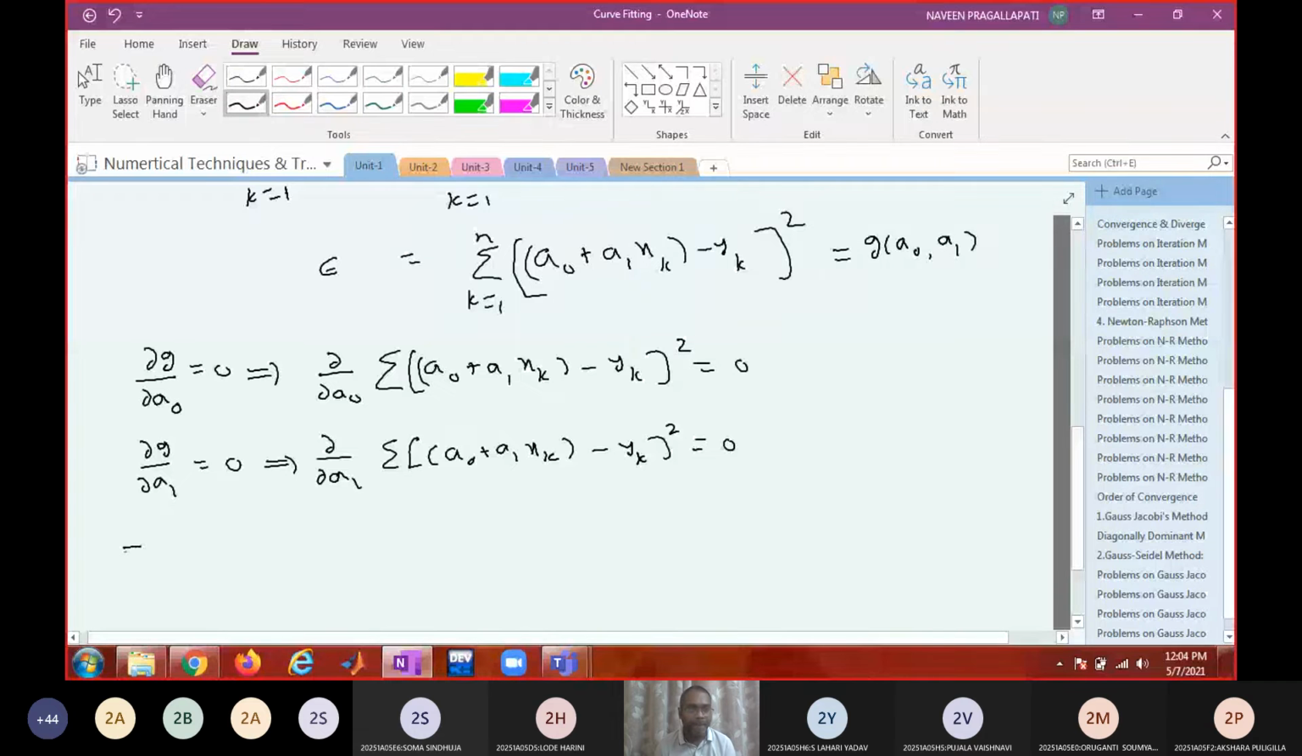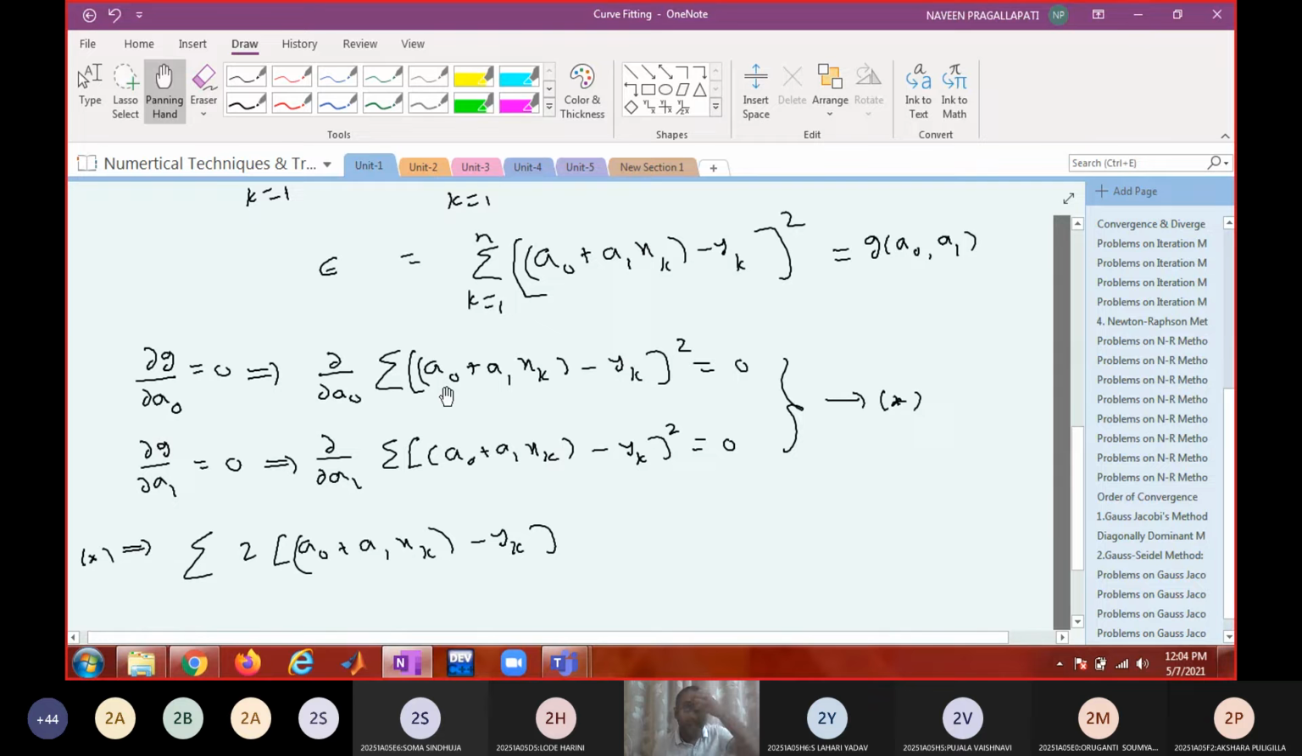So this implies, okay, so you may call this star. So star implies, so can I write like, say, 2 times (a naught plus a1 xk minus yk), and you are differentiating with respect to a naught partially. So what is the partial derivative of this with respect to a naught? A naught derivative with respect to a naught is 1. A1 derivative with respect to a naught is 0, and this is a constant, this is also 0. So this is equal to 0. Do you agree?